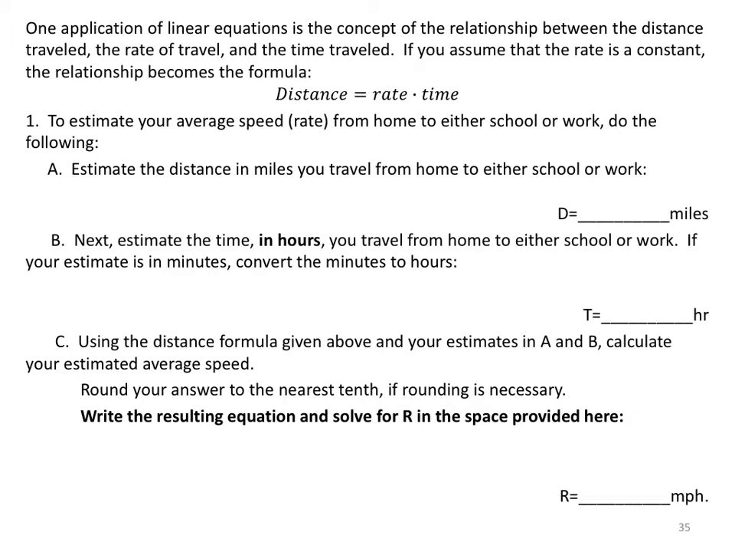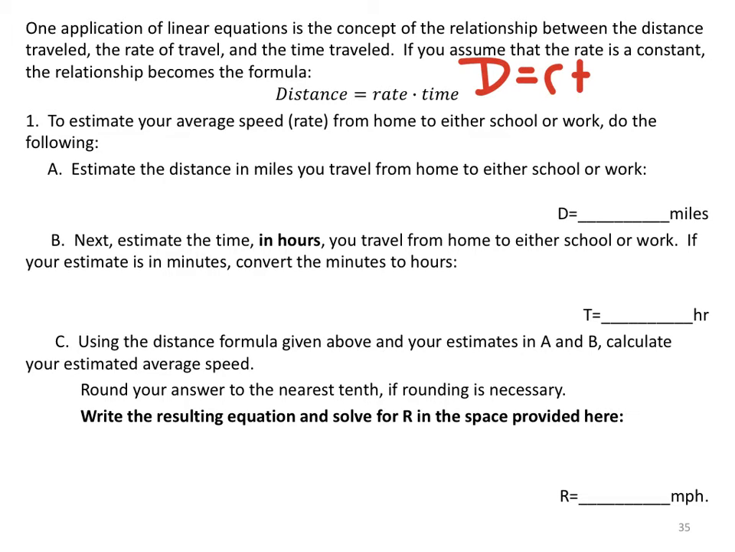I'll read this just for the sake of reading it. But one application of linear equations is the relationship between the distance traveled, the rate of travel, and the time traveled. If you assume that the rate is a constant, the relationship becomes this formula: distance equals rate times time. As letters, it'd be d equals rt, or some people just say it's dirt. I don't really care one way or the other, but d equals rt like this.